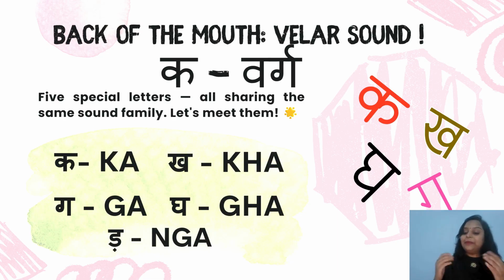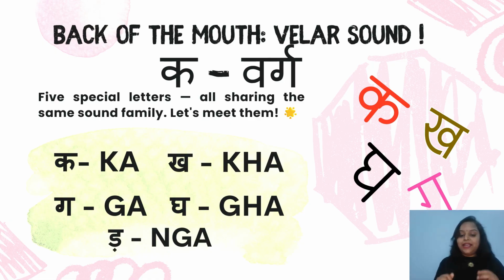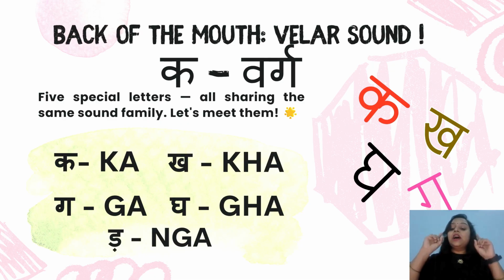Ka. Repeat after me. The first consonant of Hindi language is ka. The second consonant is kha. You will add a breath to ka, it will become kha. Repeat after me. Kha. The third consonant is ga. Ga. Then if you add that breath to ga, it will become gha, the fourth consonant. So our fourth consonant is gha.